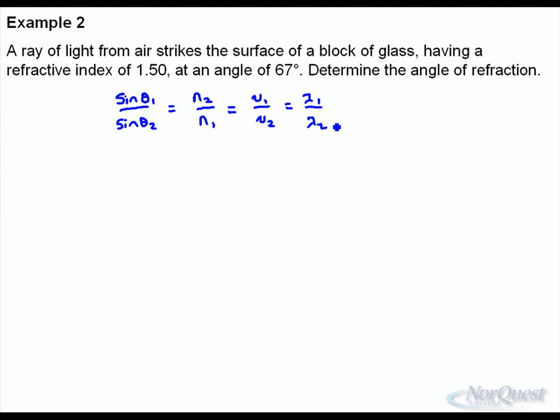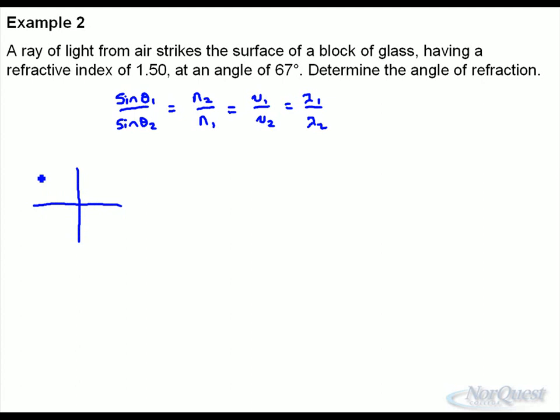This is very similar to the sine law. If you've worked with the sine law in math, you just find any two ratios and solve for whatever you're missing. I always like to draw myself a quick little diagram of what medium's going from where. We have a ray of light from air striking the surface of a block of glass.